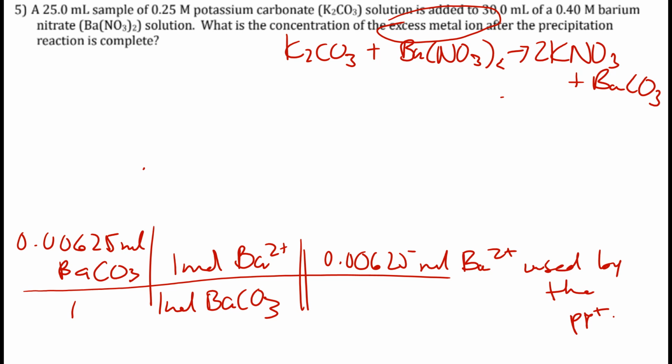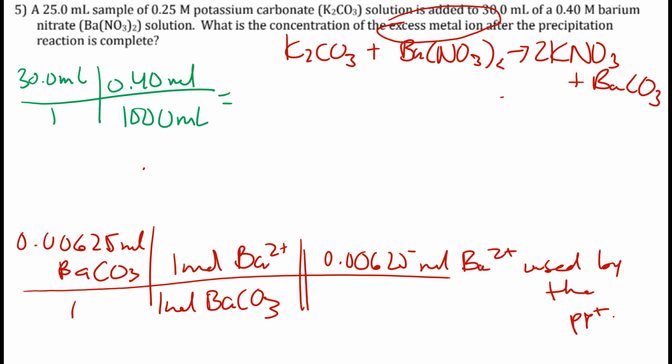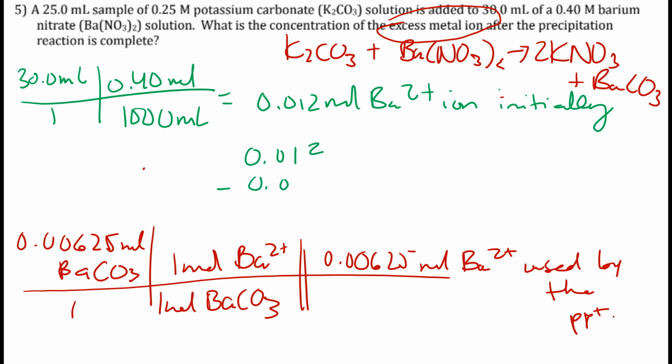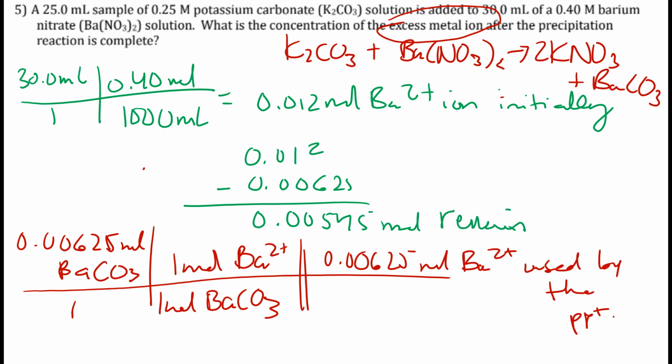So to find how much there was initially, you're going to take your 30 mLs again of barium nitrate and use the molarity. This will be 0.012 moles of barium initially, because again, in 1 mole of barium nitrate, there's 1 mole of barium ion. You're going to take these two numbers and subtract them. You end up with 0.00575 moles remaining. I know sig fig rules and all that, but for now we can just see that's how many moles we have remaining.